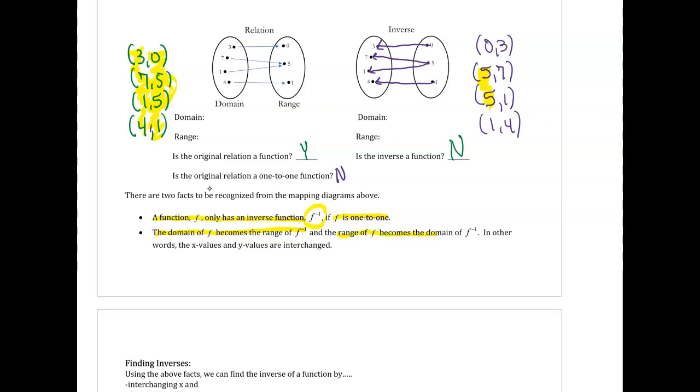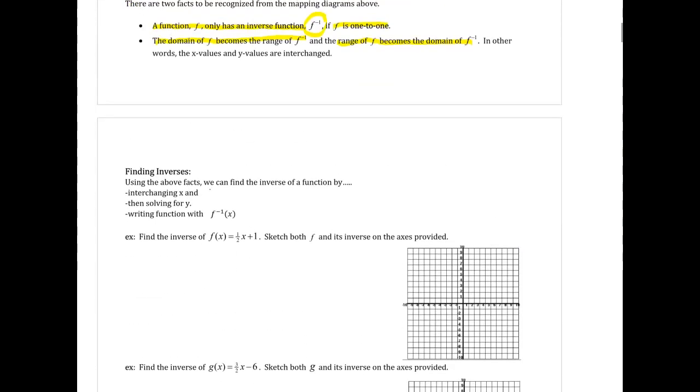The range of the function becomes the domain of the inverse. So basically, x's and y's interchange. All right, let's start talking about finding inverses. Did I leave anything else out?